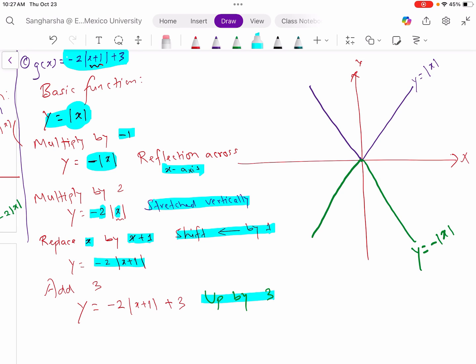Then what we did next, we multiplied that graph by positive 2. So it means we stretch that graph away from the x-axis. So we stretch away from the x-axis. So this is our y equals negative 2 absolute value of x.